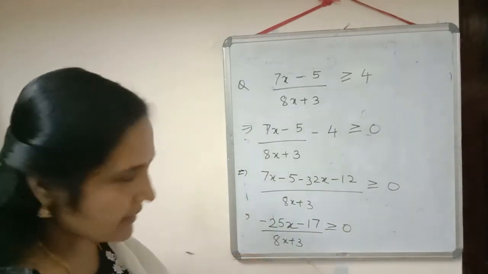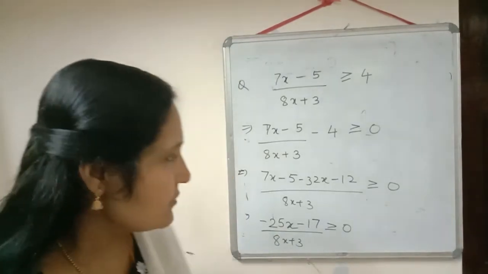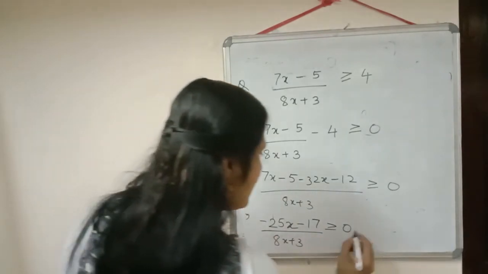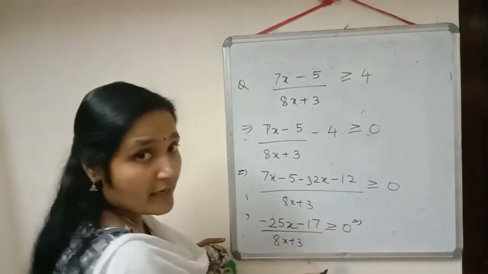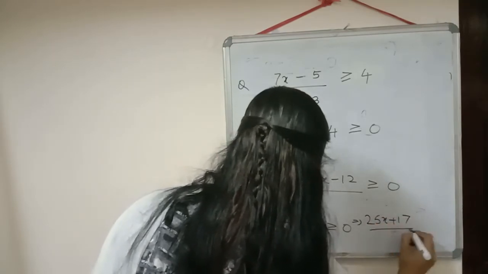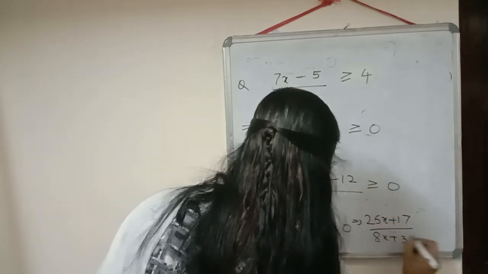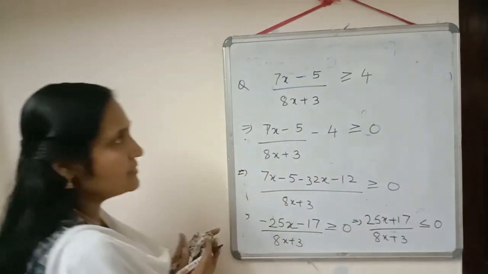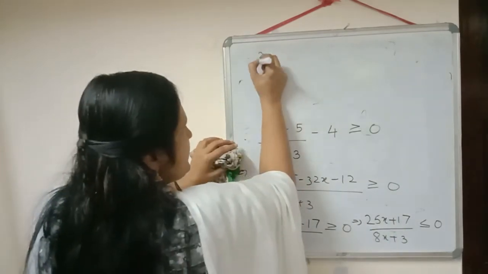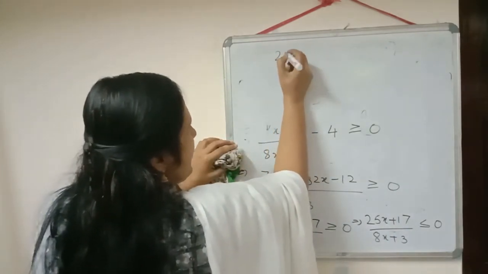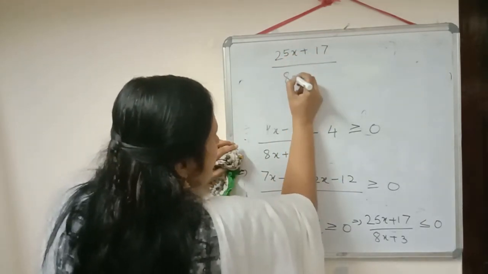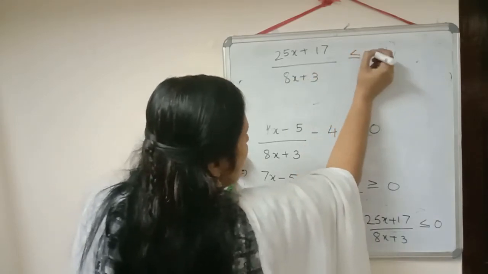Again the negative sign we can take common. When we take the negative sign common and shift it to the right-hand side, the sign of inequality will change. So here we will get (25x + 17)/(8x + 3) ≤ 0.